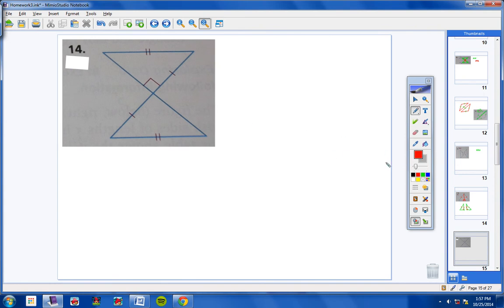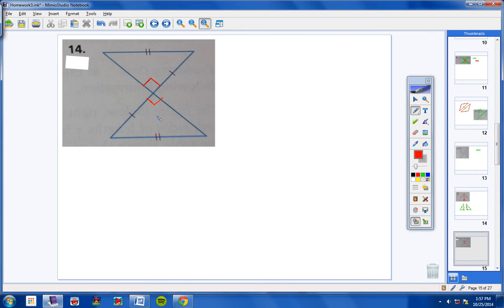Now let's see what we have here. This angle here and this angle here, they're both vertical angles, so we know they're both congruent, so they're right angles. Now, once again, students, I have a right triangle here and I have a right triangle here.